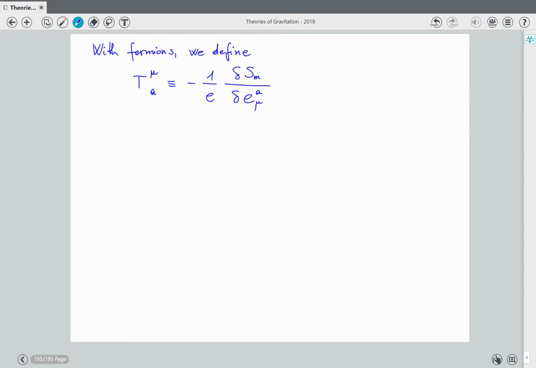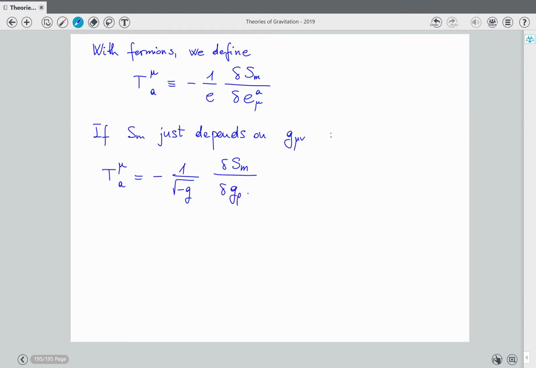1 divided by e is again 1 divided by the square root of minus g. There is no factor 2 now because e is the square root of g mu, but this corresponds, if we apply this definition in case S m just depends on the metric and not on the vierbein, to the previous definition. What do we have in that case? If it just depends on the metric, let me write this as 1 divided by the square root of minus g, and then I can write that derivative as the derivative with respect to the metric times the derivative of the metric with respect to the vierbein. And we know how to do both.